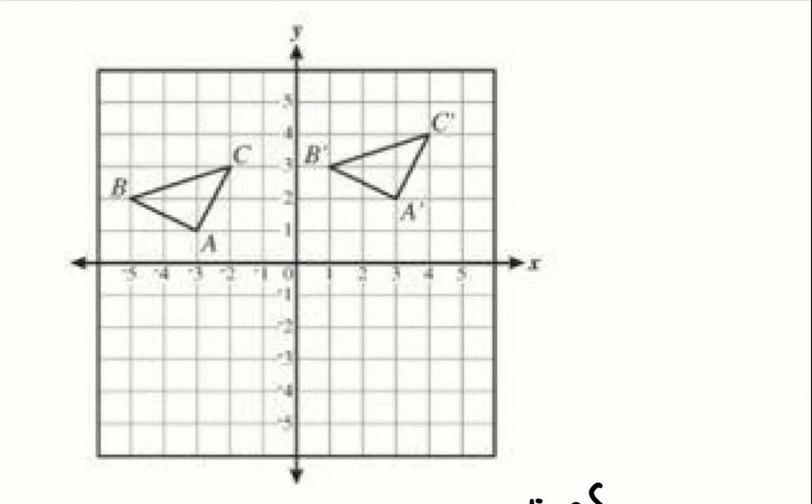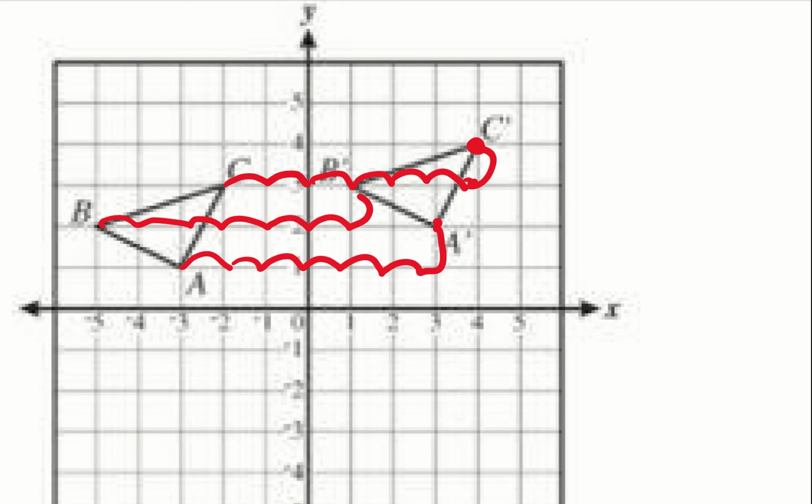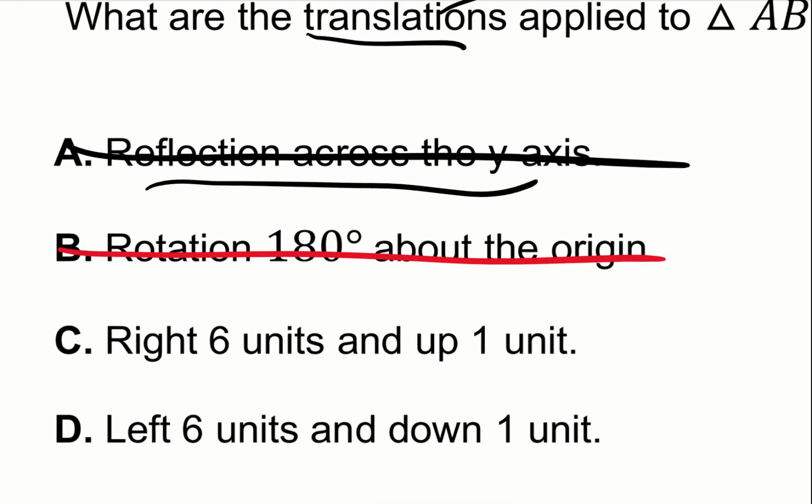Right 6 and up 1. So 1, 2, 3, 4, 5, 6, and then up 1, that is true. 1, 2, 3, 4, 5, 6, up 1, that is true. Yes, so all of them can be moved 6 to the right and 1 up. So that's my transformation.